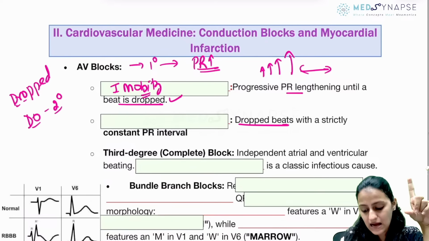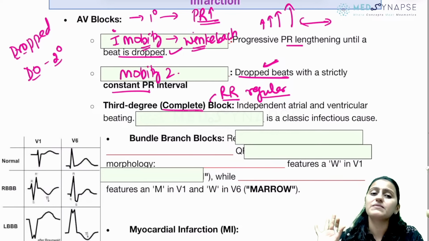Wenckebach phenomenon, progressive increasing. While Mobitz type 2 has constant PR interval which is prolonged, but there is going to be drop beat. In first degree heart block, you have prolonged PR which is constant but no drop beat. In Mobitz type 2, you have a dropped beat also. That is how you differentiate. And in third degree heart block, complete heart block, atrium on its own, ventricle on its own, right? That is a third degree heart block. Remember here, the RR interval is going to be regular. Okay, ventricle wala RR is going to be regular, PP is going to be regular, but the P and R have no relation. Both of them are on their own.